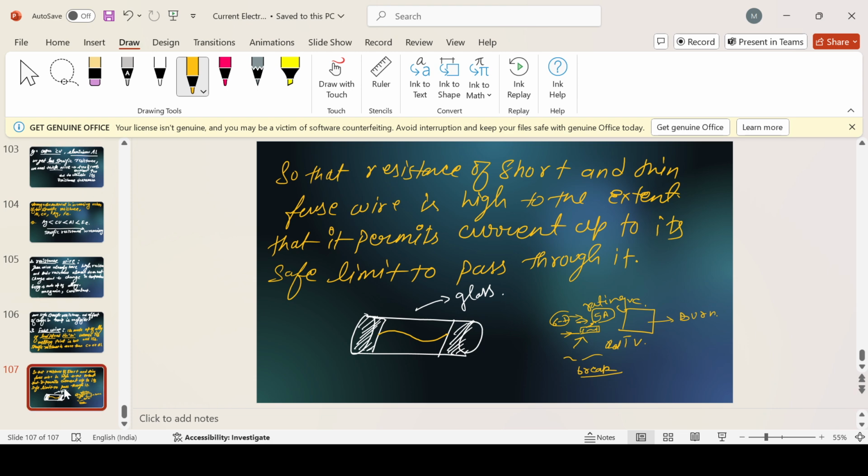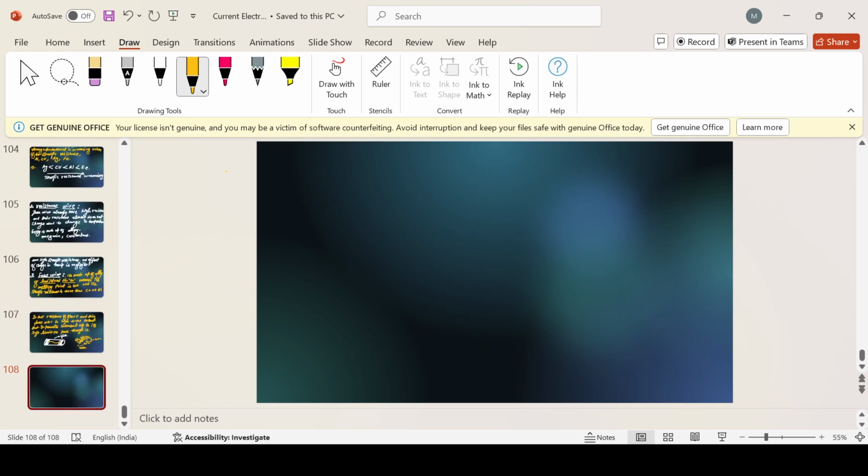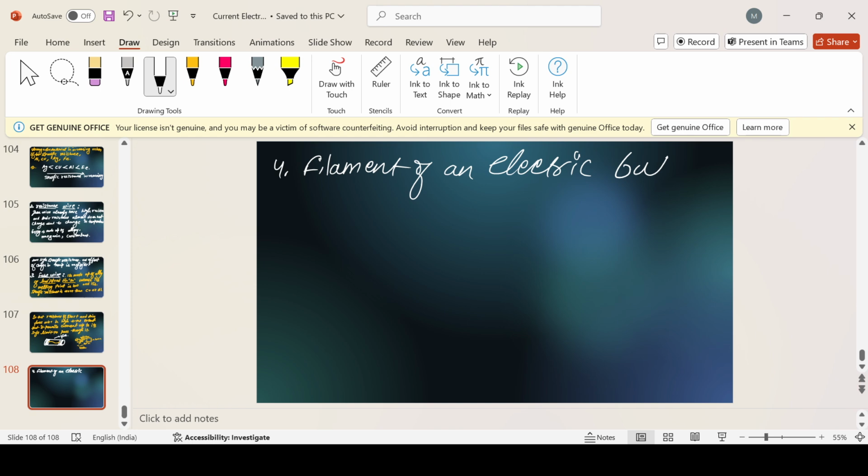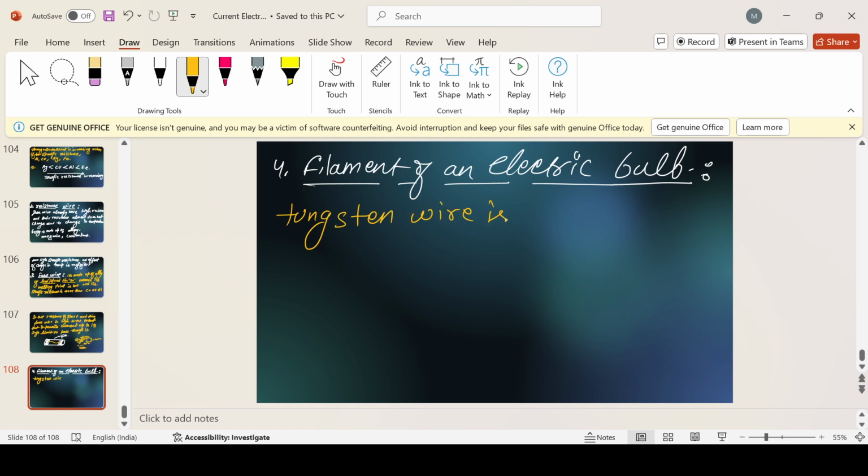Now coming to the next one, the filament of an electric bulb. Which wire do we widely use? We use tungsten wire because of its high melting point.